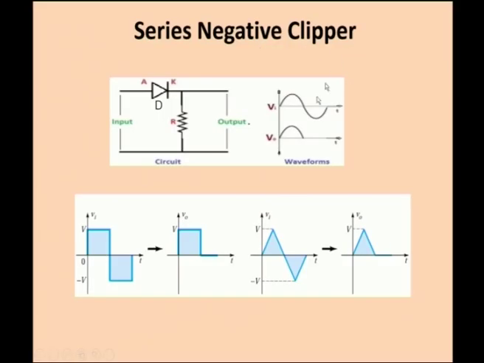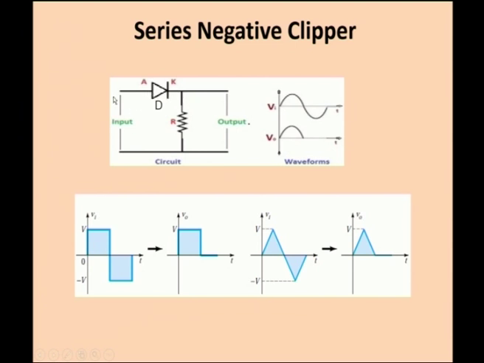Series negative clipper or a simple series clipper. This is the circuit of the simple series clipper where the diode is connected in series arm, or series to the load. This is the load and this is the diode which is connected in series with the load. Here we give the input signal, which is an alternating signal, and here we are taking the output. So, this is the series clipper.